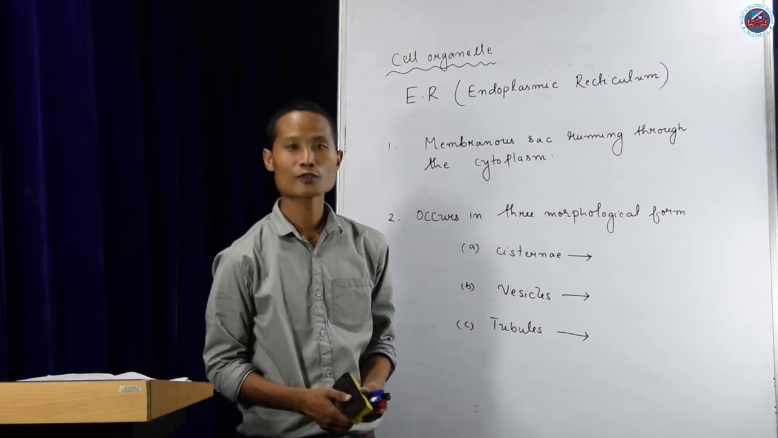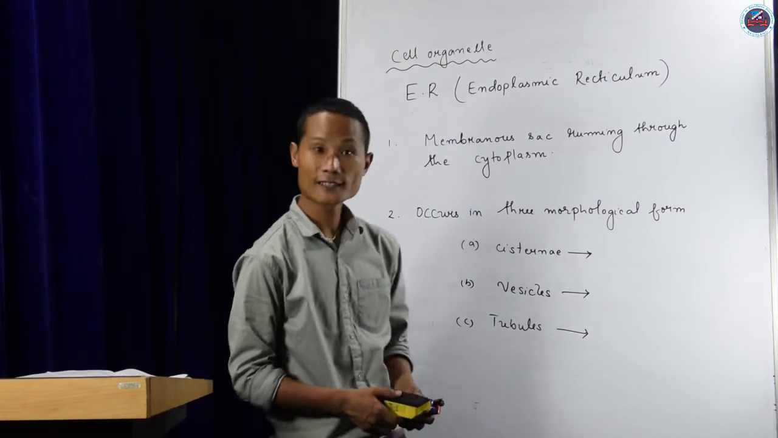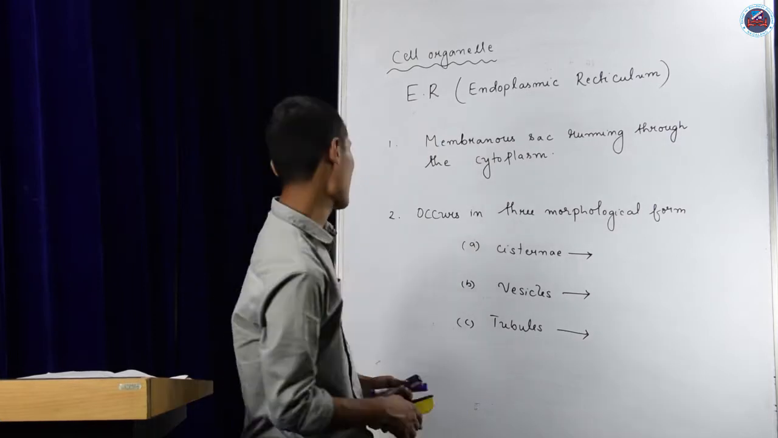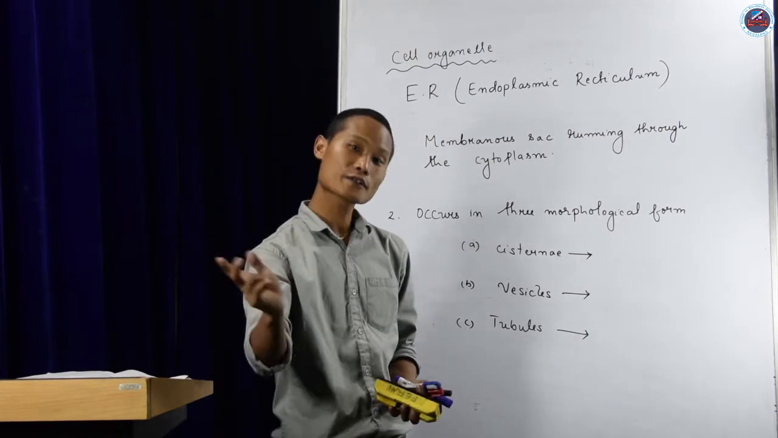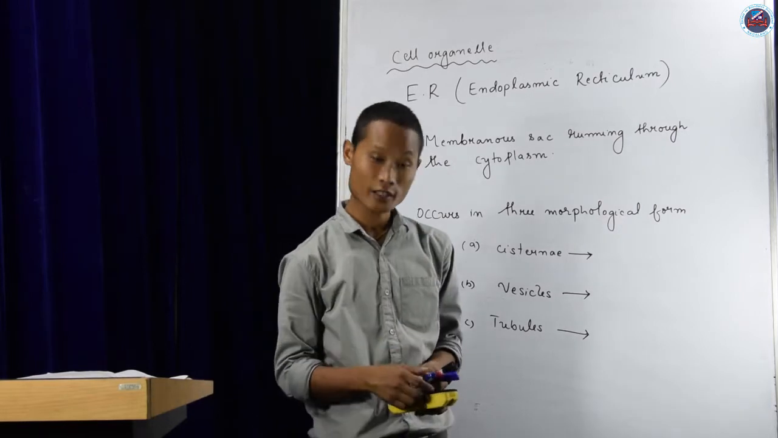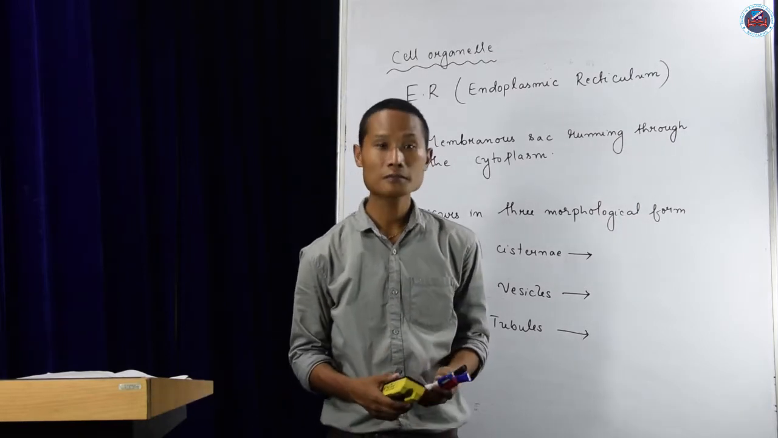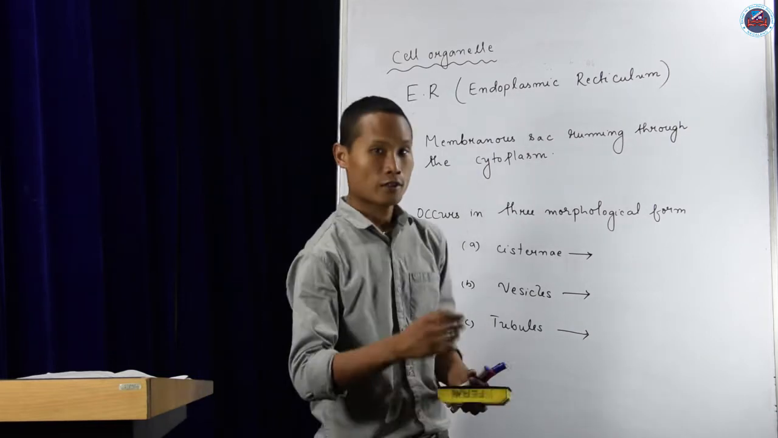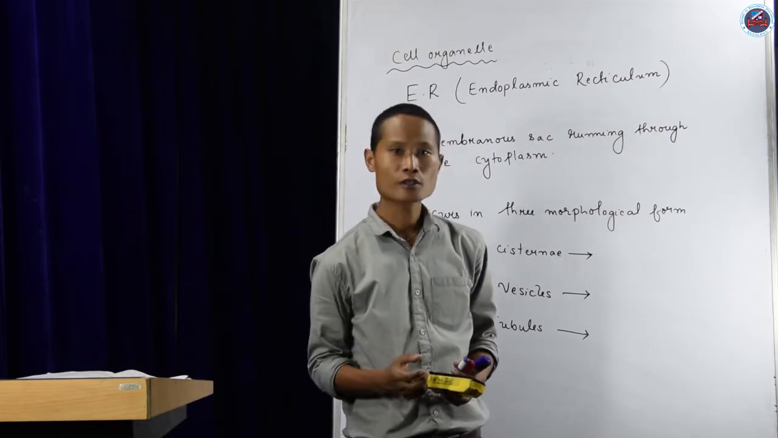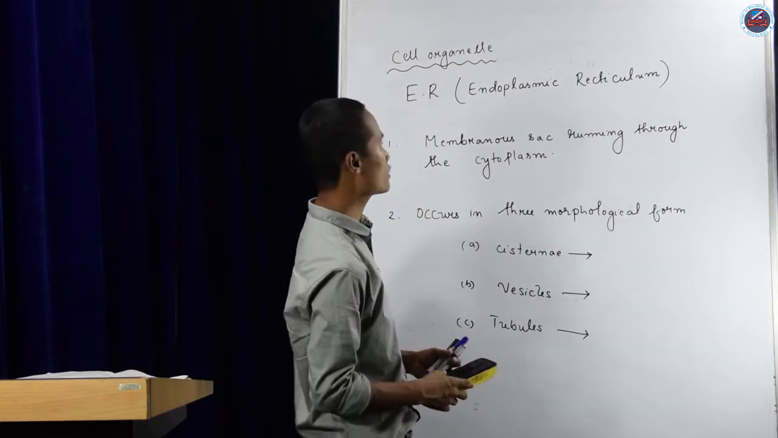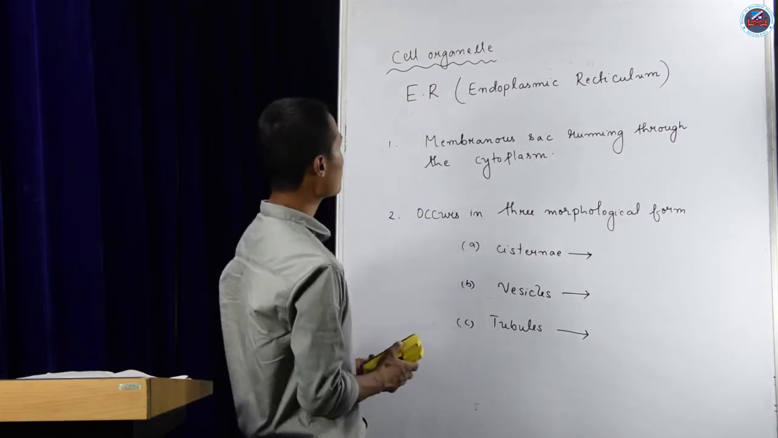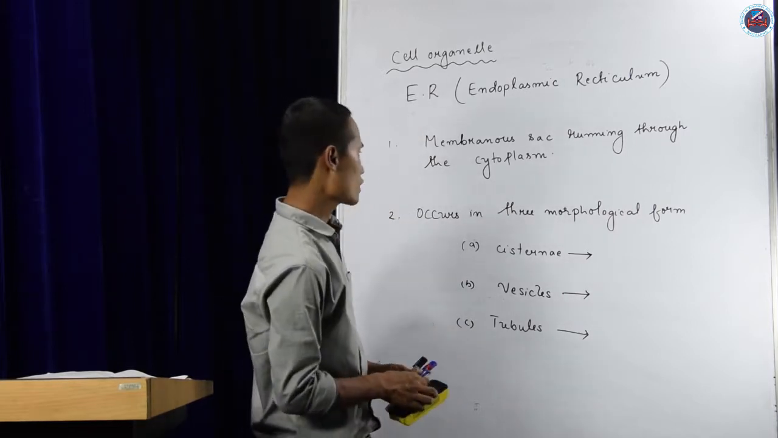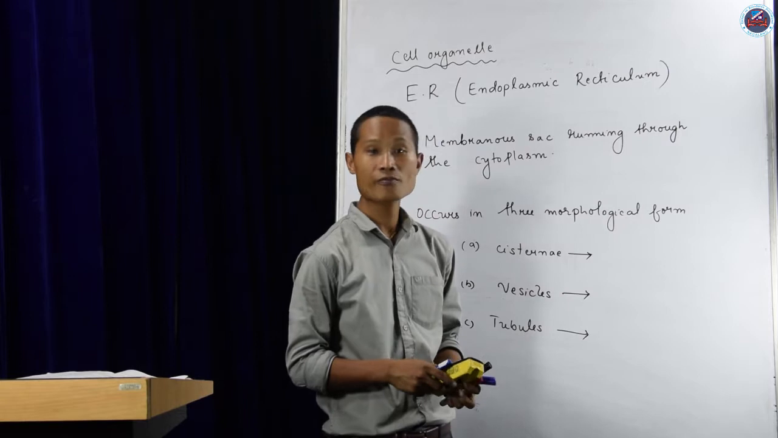Hello student, today we are going to discuss a new topic, that is cell organelles. As I said, there are different kinds of cell organelles like mitochondria, endoplasmic reticulum, Golgi apparatus, lysosome, and ribosomes. Today we are going to discuss the endoplasmic reticulum.